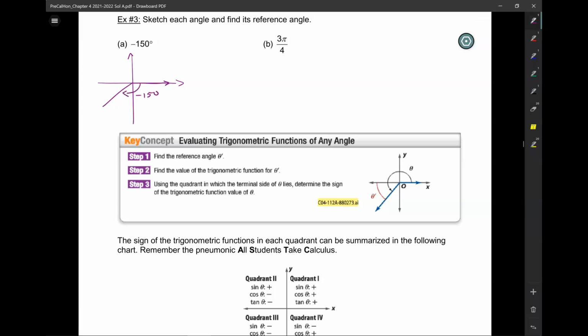Otherwise, you must show this initial side, and you must show the terminal side with those arrows. Okay? So now, what's the reference angle? It's here. How much is the balance there? 30 degrees. So you say theta prime is 30 degrees. Always positive. Okay?